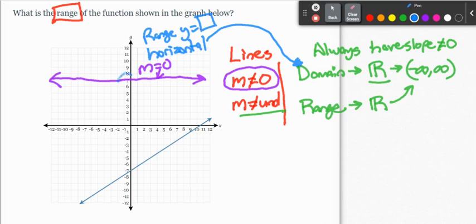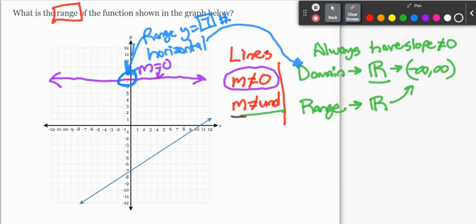In this case, it's 7. So I put 7. But it's always some y value, whatever number it hits the y-axis at, that's the range. It's the only value of y that we have anywhere on that horizontal line. That's how a horizontal line goes. You might have some of those roll through your example problems.